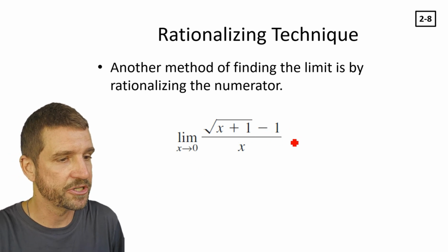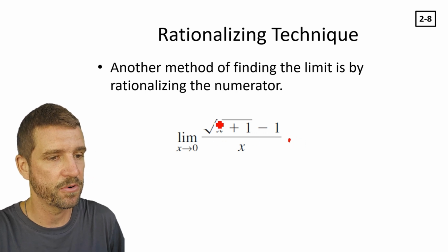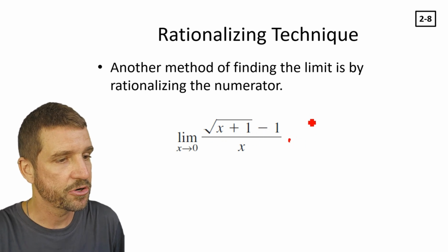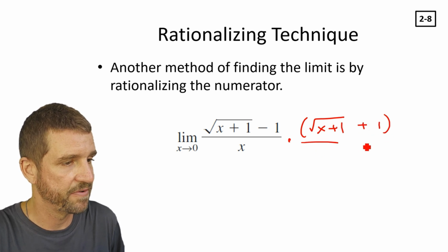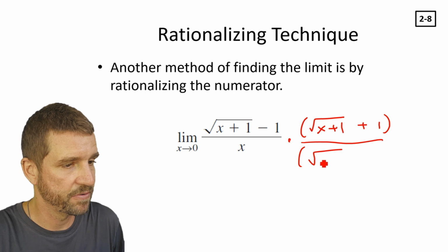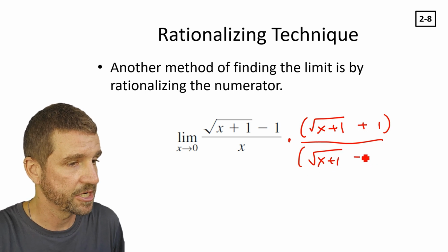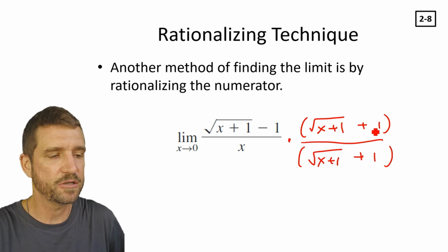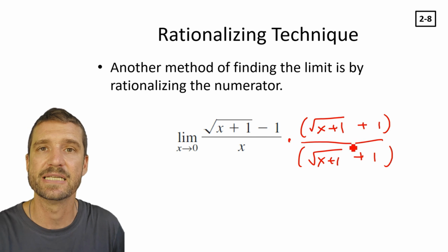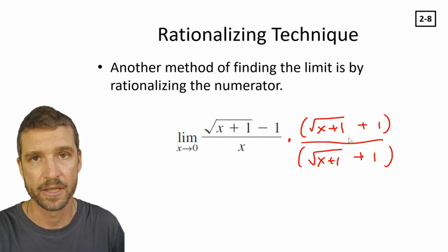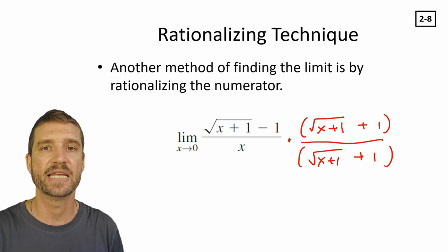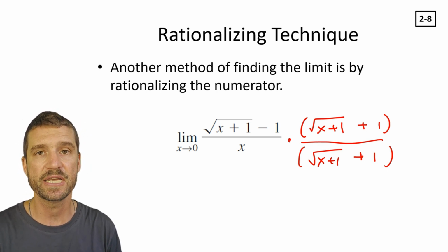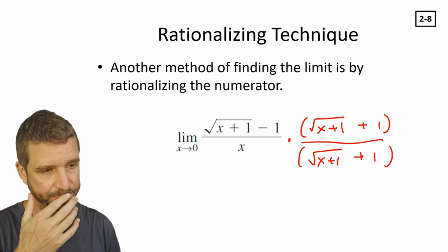Well, what you're going to do is, instead of square root of x plus 1 minus 1, you're going to multiply the top and the bottom by square root of x plus 1 plus 1, okay? And you can do this because, again, all you're doing is multiplying by 1, so you're not changing any of the y values. All you're doing is, if there's a point of discontinuity, you're filling it in, okay?